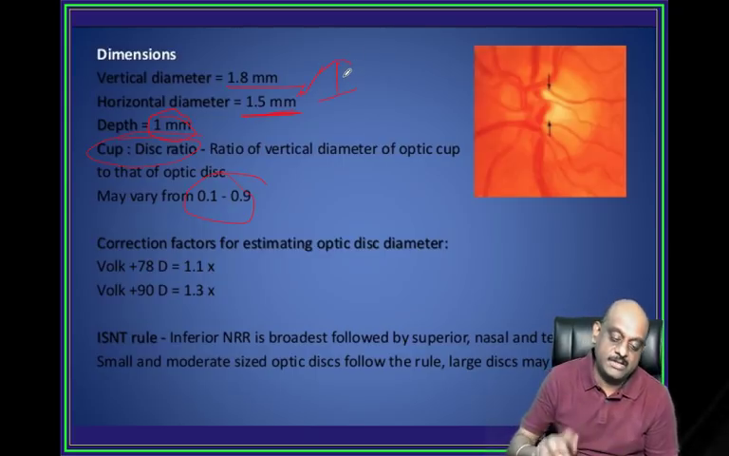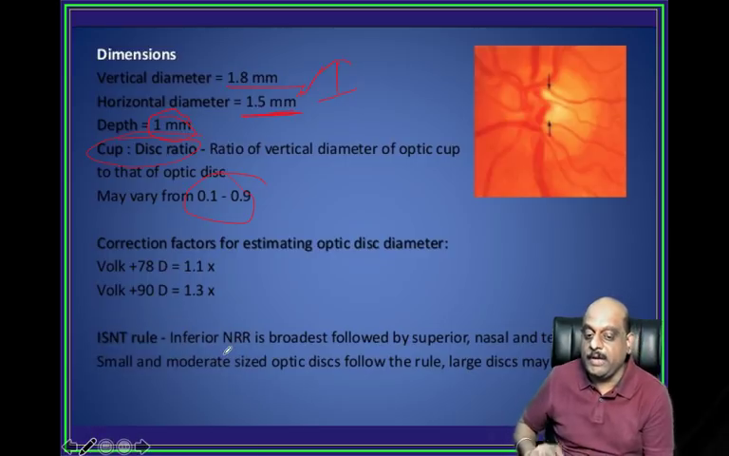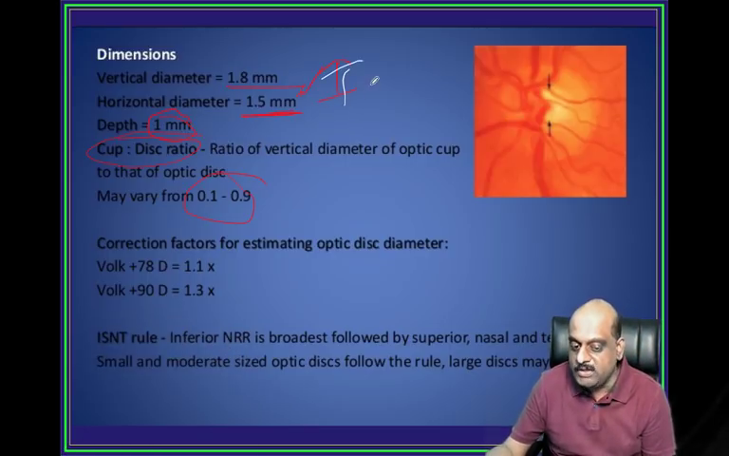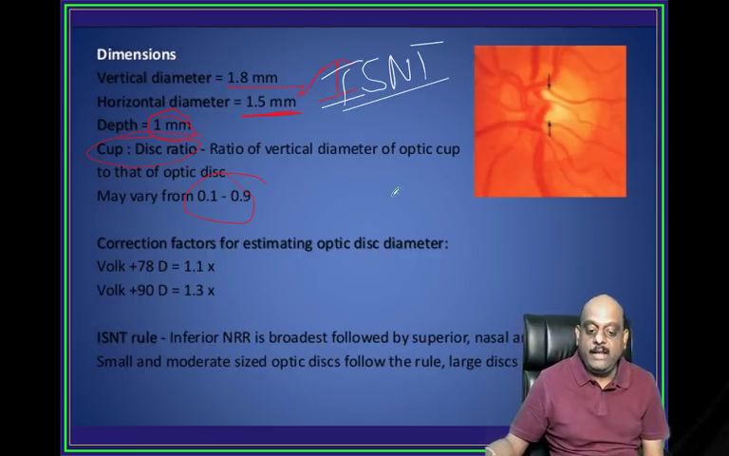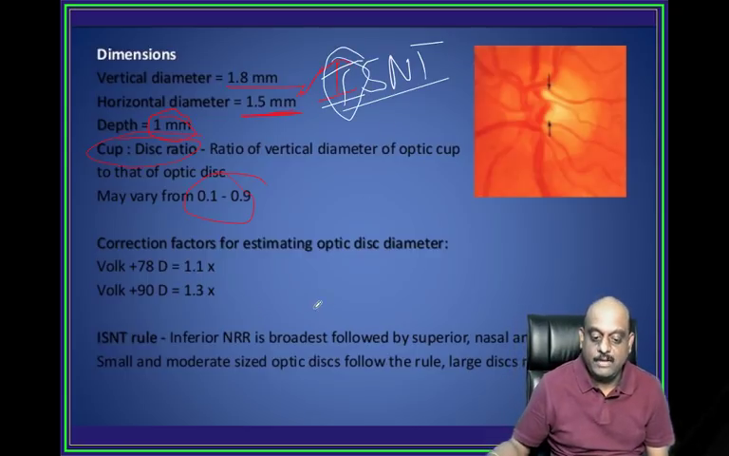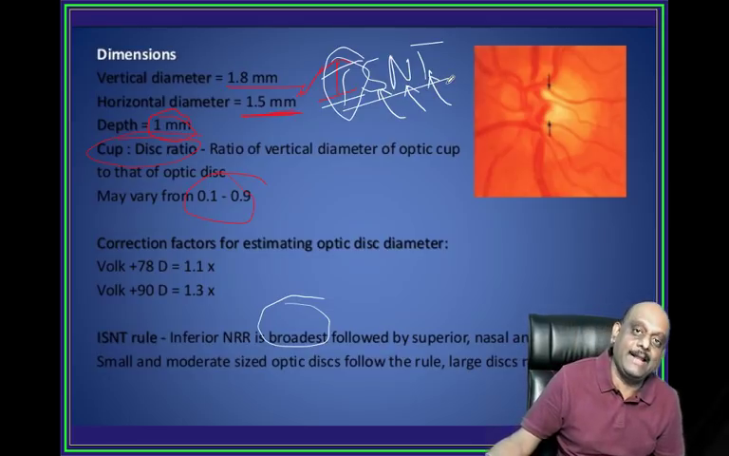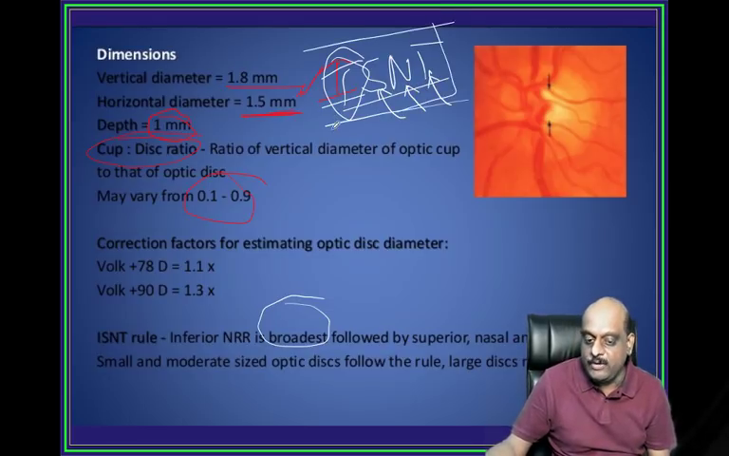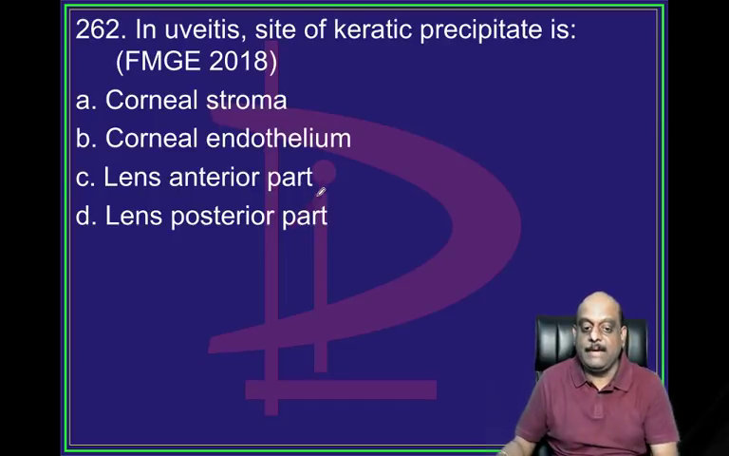Before going to the exam, what is the ISNT rule? The inferior neuroretinal rim is broadest, followed by superior, then nasal, then temporal. ISNT rule: how is the neuroretinal rim? Favorite question of the examiner.